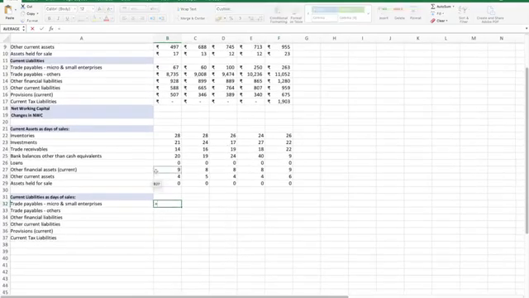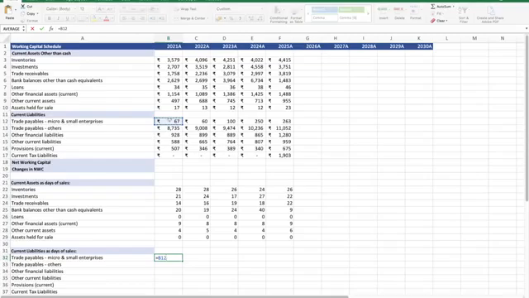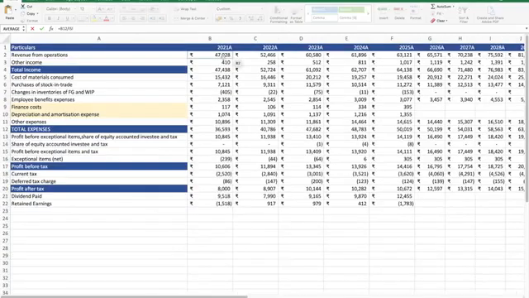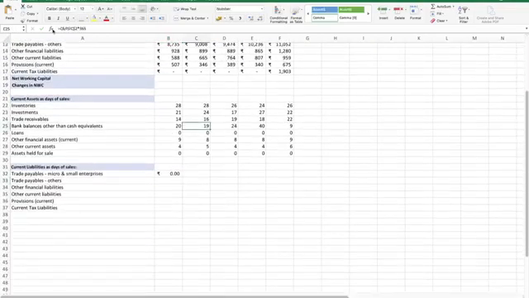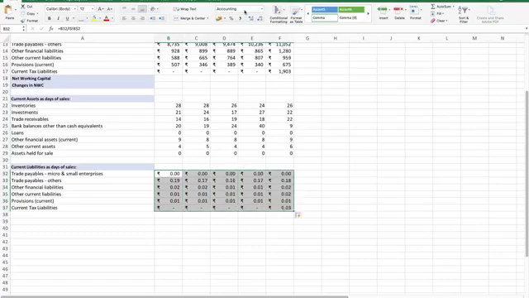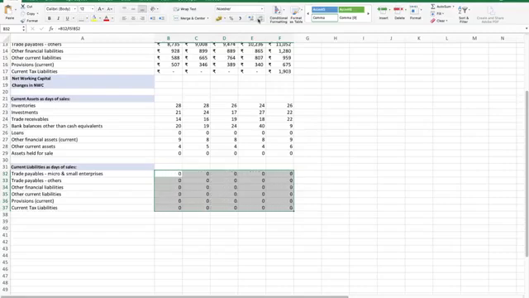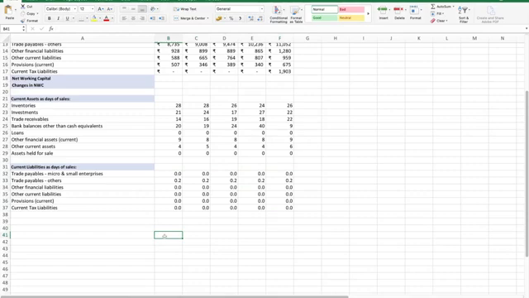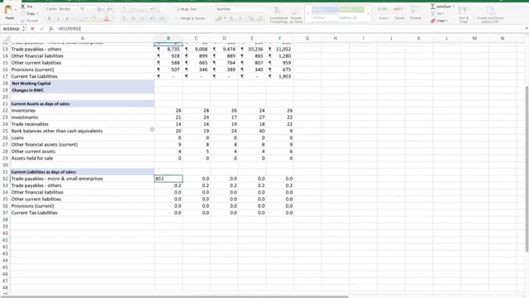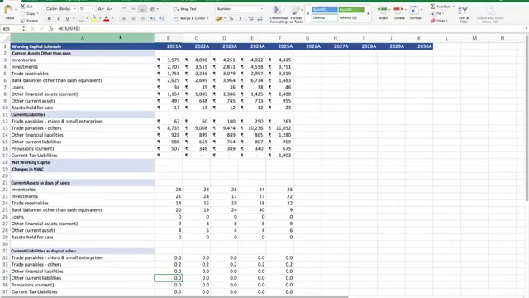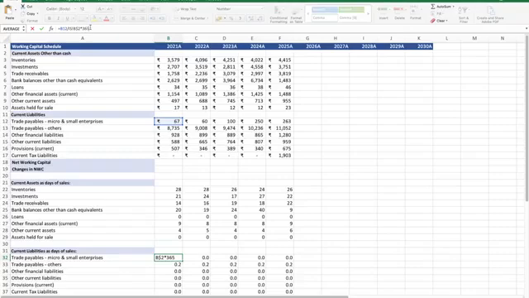Similarly, we'll use the same logic here. So we need trade payables, and we'll divide it by the revenue. So revenue will divide, we'll fix this line, just drag it here, change the format. Yeah, so the only thing missing is I didn't put multiplied by 365.